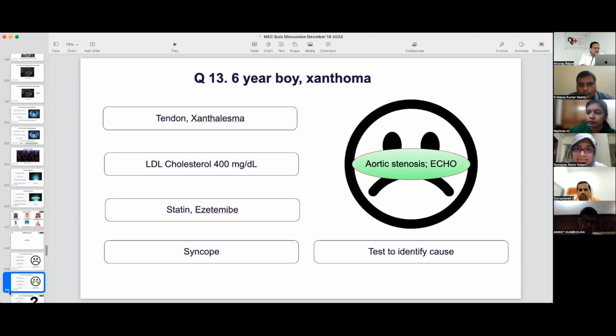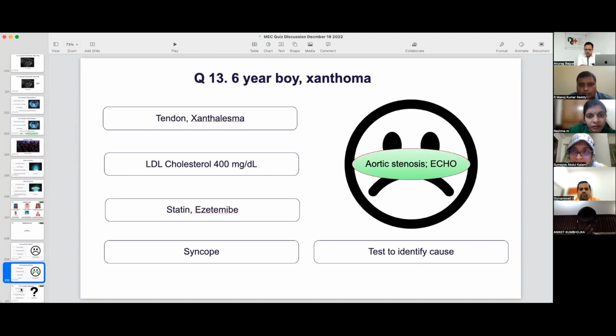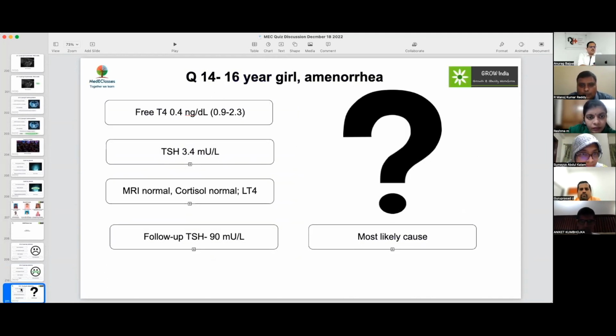Now we will have the next question, which will go to Dr. Reshma. The question is a 16-year-old girl with amenorrhea. FT4 is low, TSH is normal, MRI is normal, cortisol is normal. So it was diagnosed as central hypothyroidism. And she was started on thyroxine. After follow-up, 4-6 weeks later, the TSH has gone up. So what is the explanation for somebody who was looking like central hypothyroidism? Now suddenly you see the TSH has gone up.